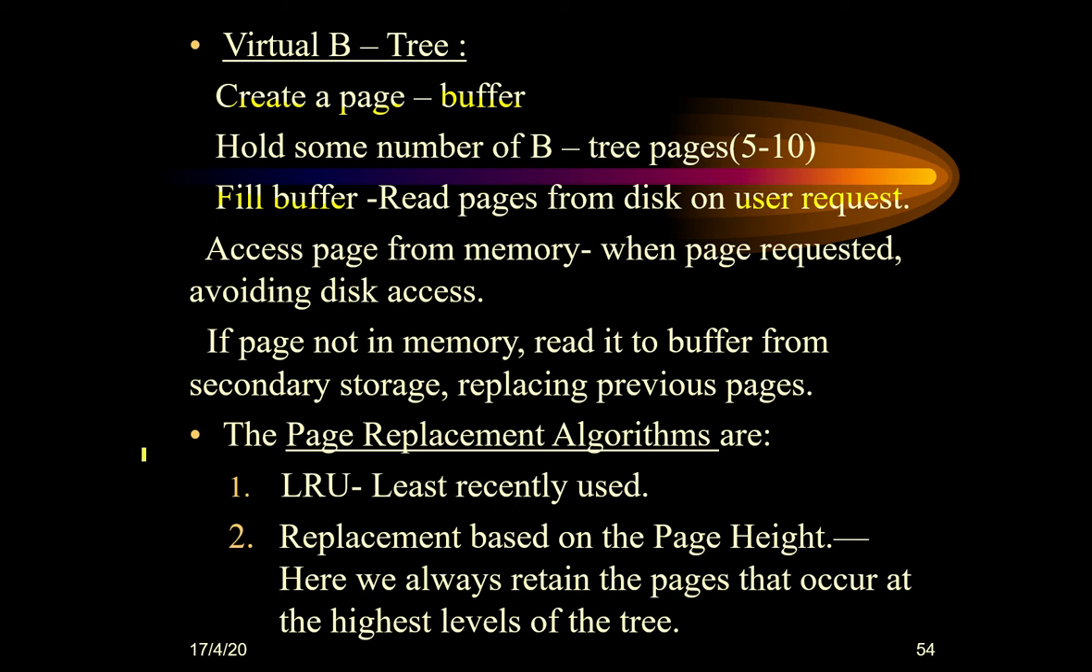Now, which are the different placement algorithms available here? We have already seen that if a page is not available inside the memory, we try to read it from the secondary storage. In that case, some pages will already be filled in the buffer, so we have to replace a page which exists in the buffer. Based upon what algorithm is the page replacement done inside the memory? We have mainly two techniques. The first one is LRU, that is, least recently used. The least recently used page inside the memory is the first one removed from the memory and replaced with the newly requested page.